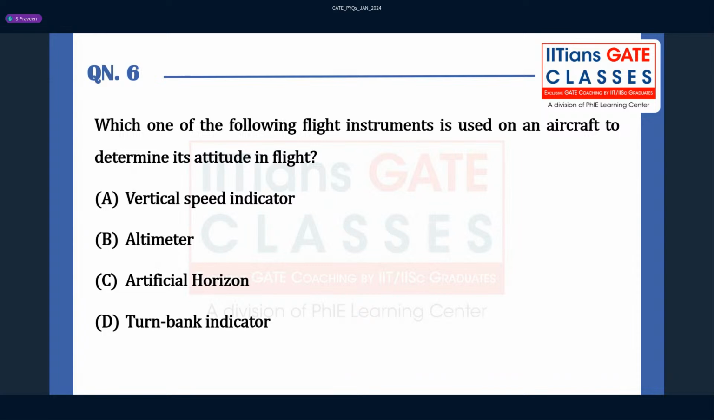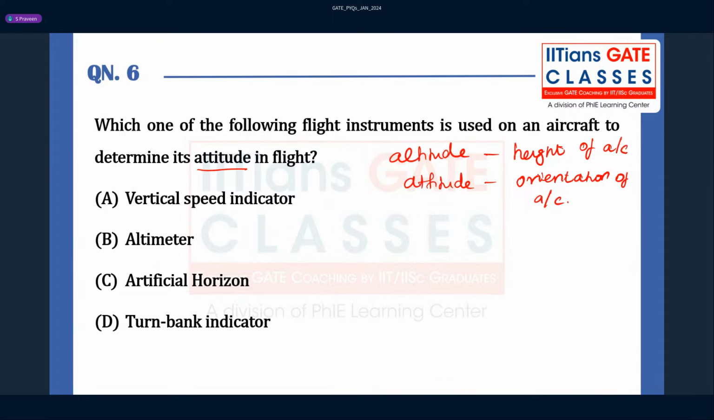Which one of the following flight instruments is used on an aircraft to determine its attitude in flight? We have four options: vertical speed indicator, altimeter, artificial horizon, turn bank indicator. Underline the word attitude. What's the difference between altitude and attitude? Altitude is basically the height, whereas attitude is the orientation of the aircraft with respect to some reference plane.